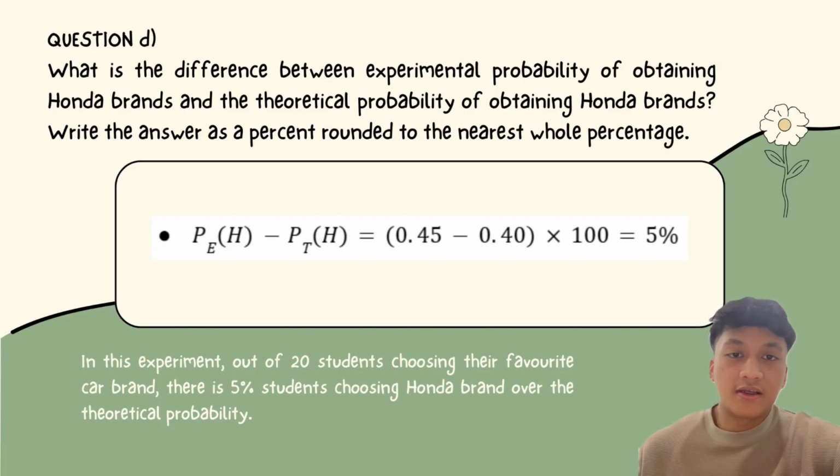So the conclusion for this question is, out of 20 students choosing their favorite car brands, there are 5 students choosing Honda brands over the theoretical probability.